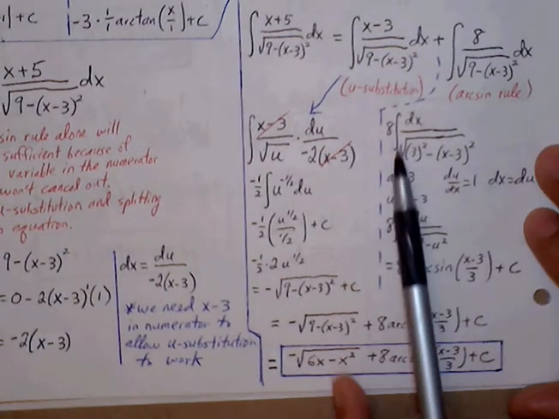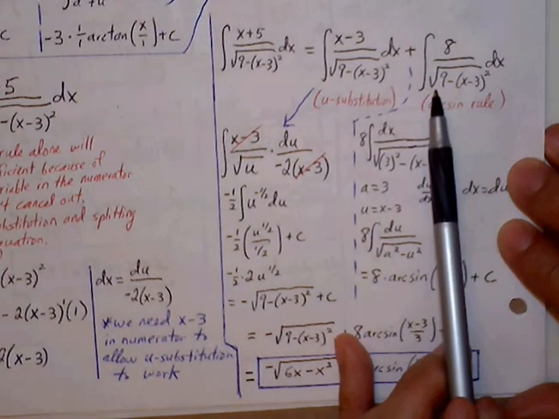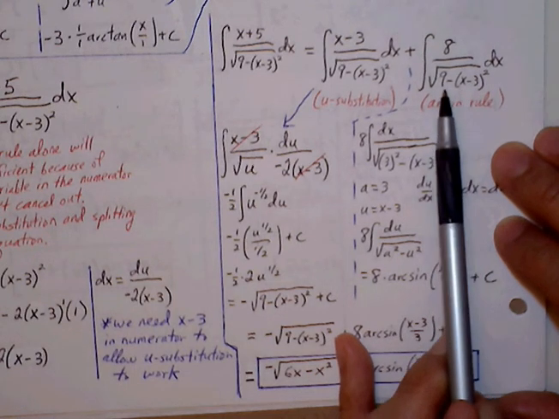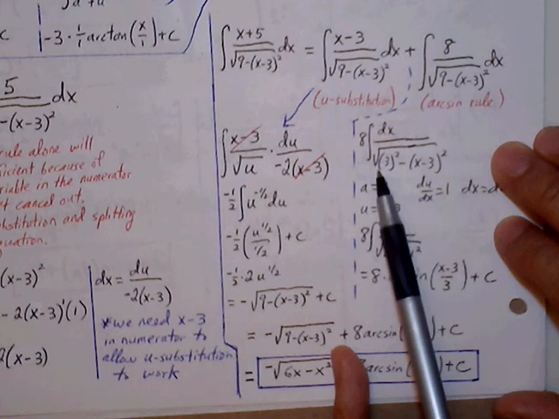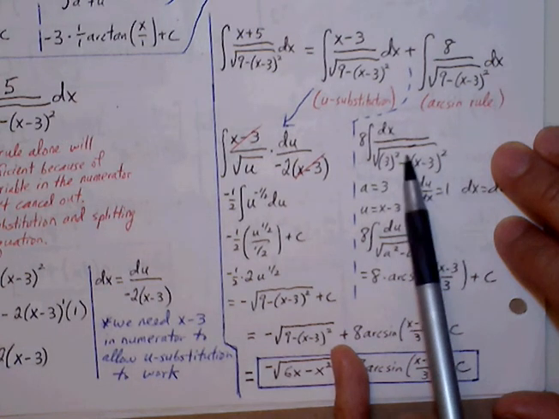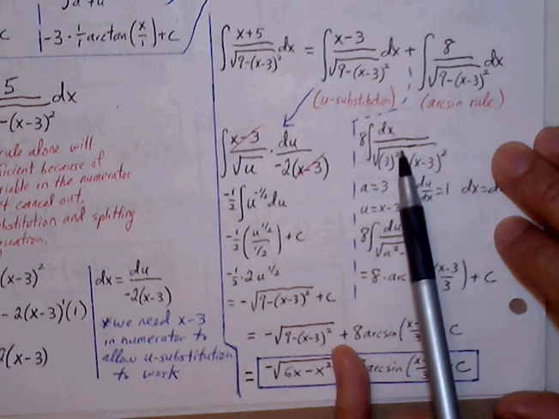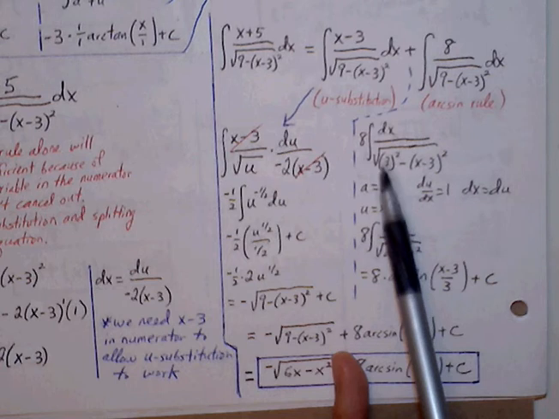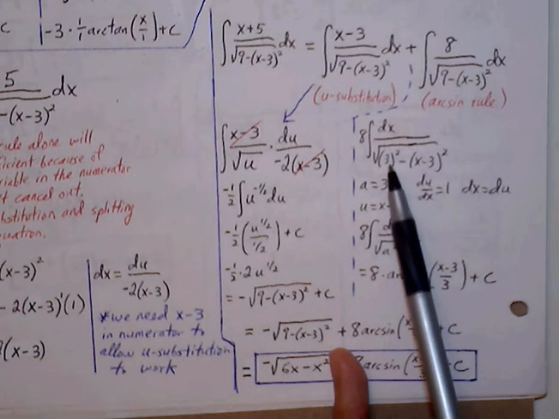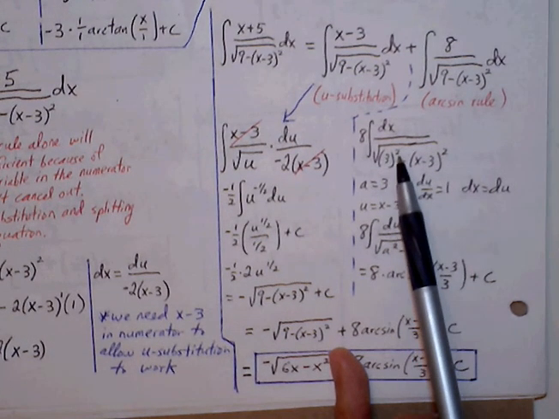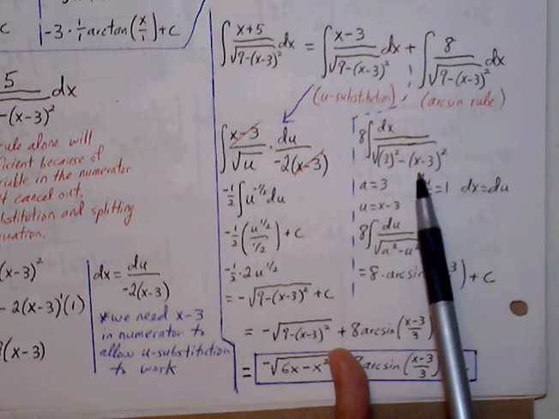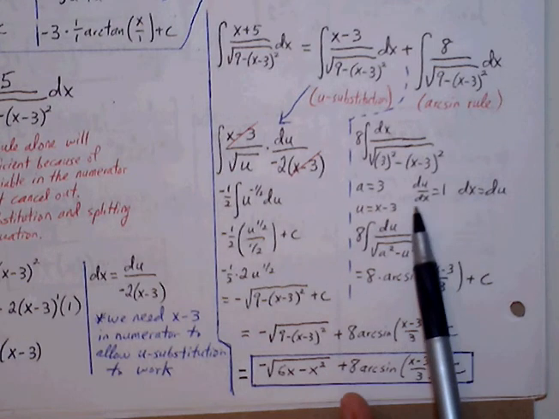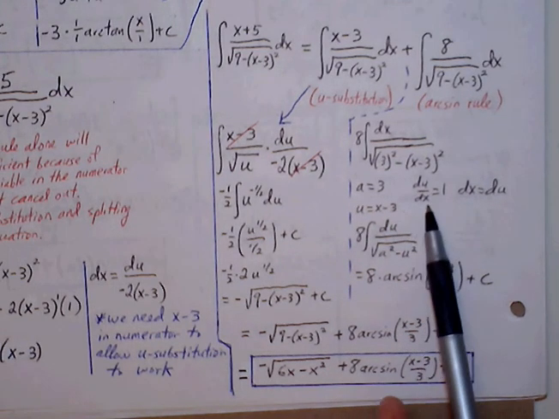The second portion, we see that this matches up nicely with the arc-sine rule, with the a squared coming first, the u squared coming next. So we need the parentheses to show up with the exponents 2 in place so that we can match up with our rule nicely. So our a value has to be 3 because 9 has to be represented as something squared, so we'll put a 3 inside. X minus 3 is already squared, so we leave that there. Our a value is 3. Our u value is x minus 3, so our derivative for x minus 3 is 1. Our dx equals du.